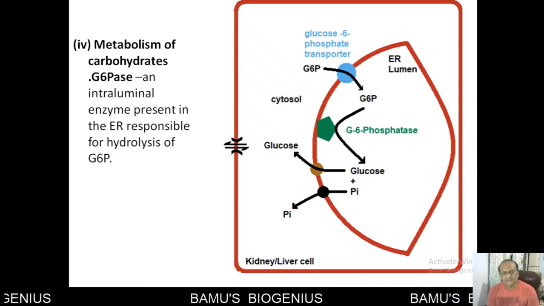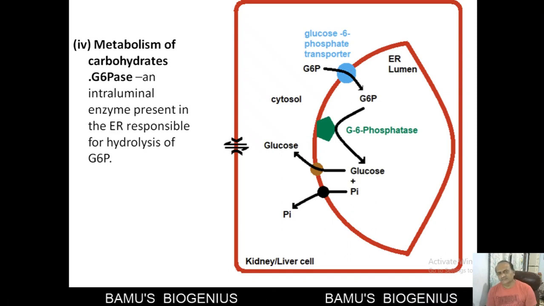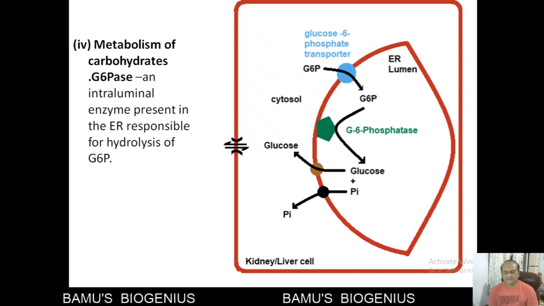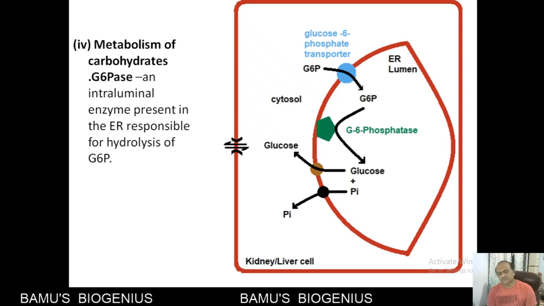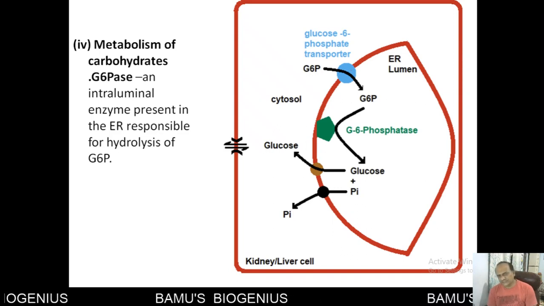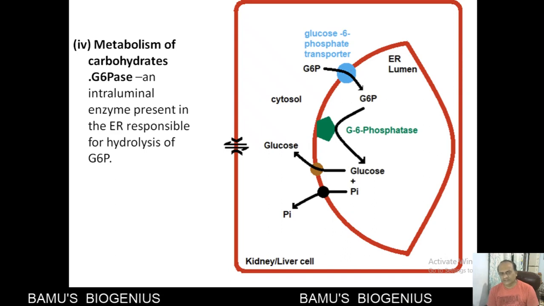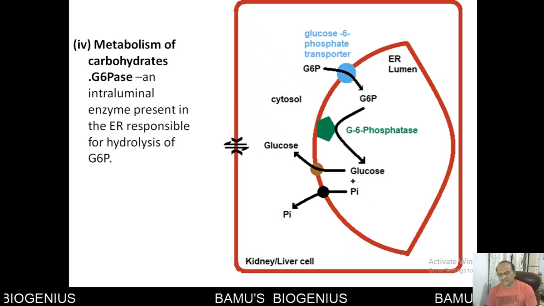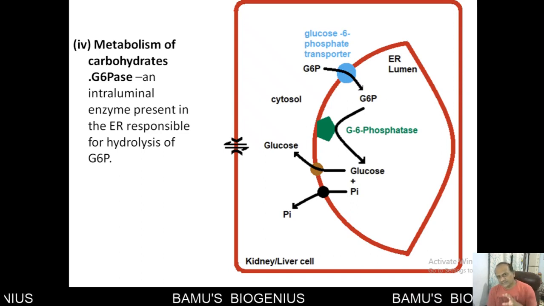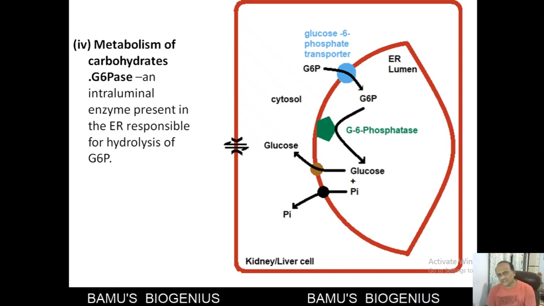Then the fourth function of the smooth endoplasmic reticulum is the metabolism of carbohydrates. Now we know that whenever glucose is available in the blood, the glucose is taken to the liver, and in a liver cell this glucose comes into the hepatocyte cytoplasm. The cytosolic glucose is converted into glucose 6 phosphate, so that the concentration of glucose remains low inside the hepatocyte, and there is a constant flow of glucose from the blood to the hepatocytes.